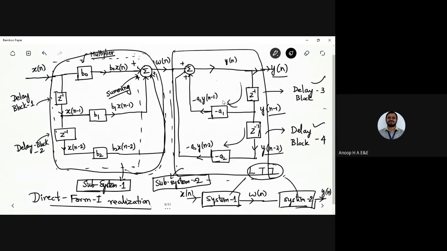This one is a summing block. This one is also a summing block. These are the multiplier blocks which are present: b0, b1. This is also a multiplier. All the blocks inside are nothing but the components of the system, and depending on the nature of the components, the output is also dependent. So this is how you can realize a given system using the direct form 1 realization.